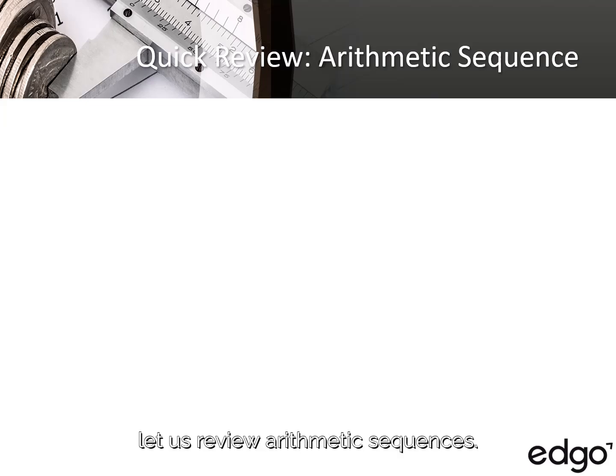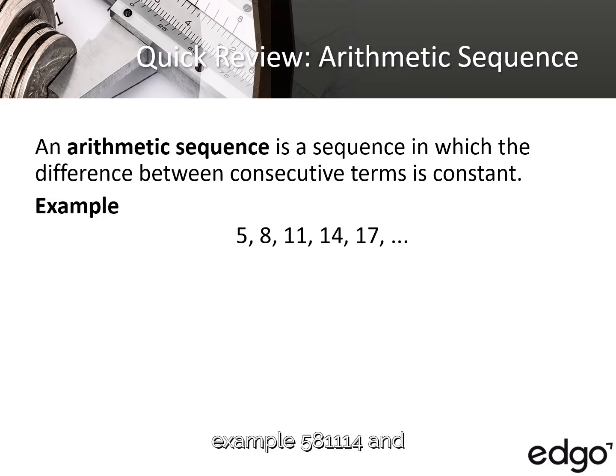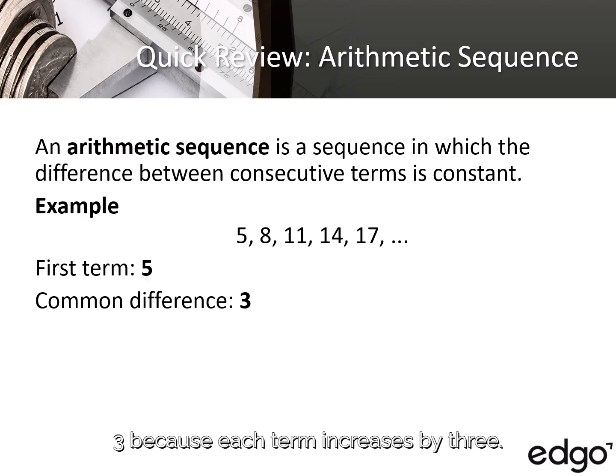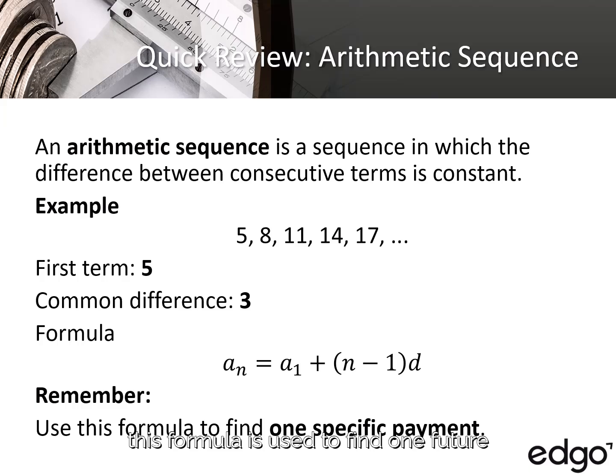Before we begin, let us review arithmetic sequences. An arithmetic sequence is a sequence in which the difference between consecutive terms is always the same. For example, 5, 8, 11, 14, and 17. The common difference is 3 because each term increases by 3. To find one specific payment in an arithmetic sequence, we use the arithmetic sequence formula. Read the formula as a sub n equals a sub 1 plus, open parenthesis n minus 1 close parenthesis, times d. Remember, this formula is used to find one future payment.